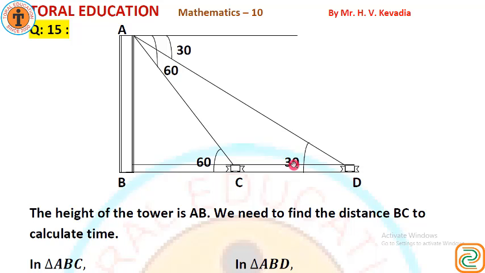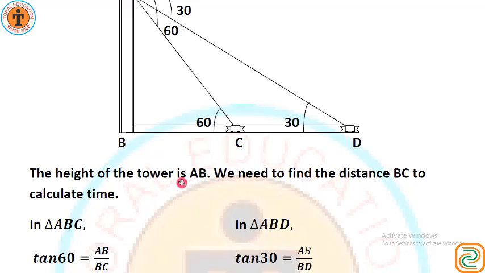Find the time taken by the car to reach the foot of the tower from this point. From this point, the car moves towards B and we want to find the time to reach B. The height of the tower is AB, right? BC we need to find out to calculate the time.